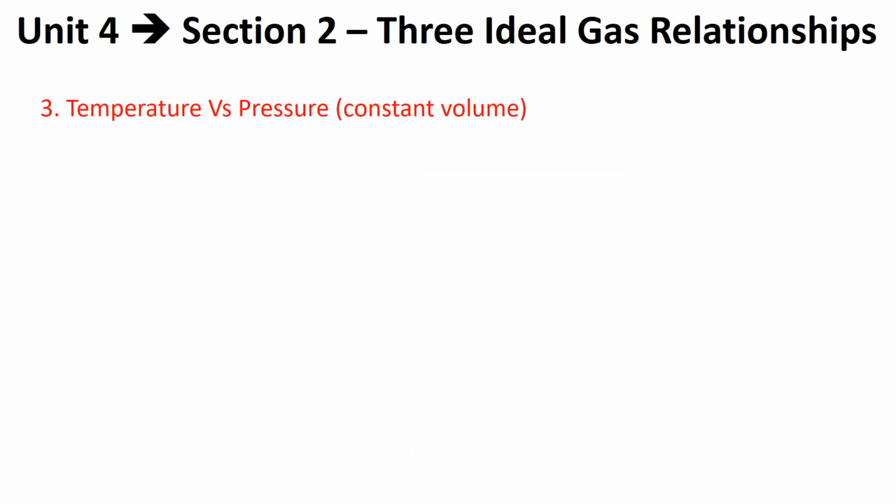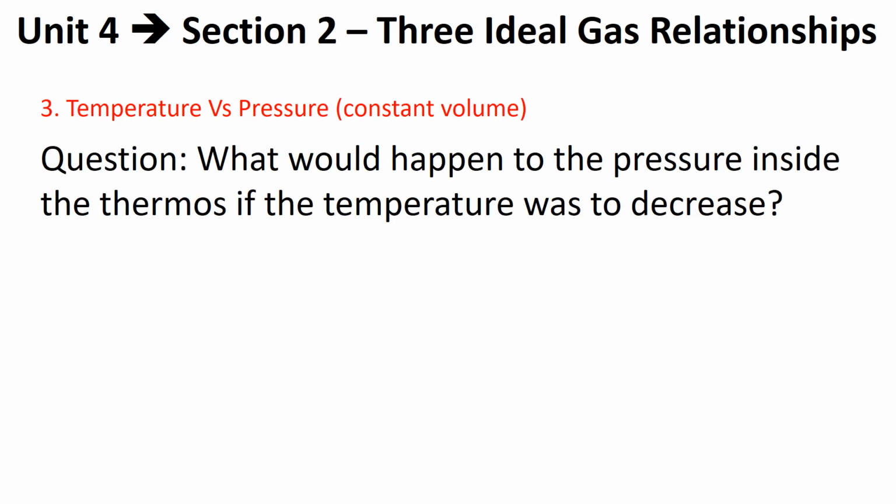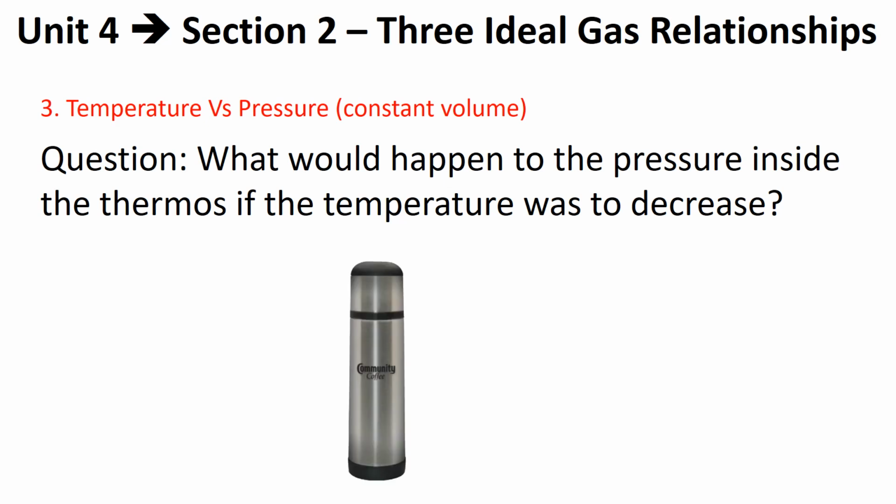Third gas law, temperature versus pressure at a constant volume. And how do you have a constant volume? You definitely can't use the balloon anymore. So what would happen to the pressure inside of a thermos if the temperature was to decrease? So there's our thermos. That's got a fixed volume, a constant volume. What happens if we jam that out in the snow or put it in a refrigerator? What would happen to the molecules inside?